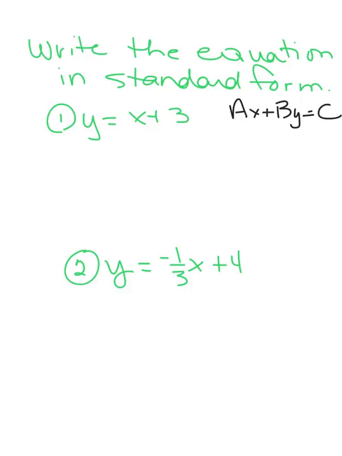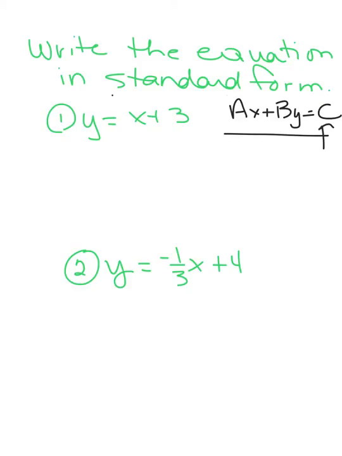Now we're ready to move on to standard form. We're going to write the equation of each line in standard form. Standard form is ax plus by is equal to c. There are a few important things there. My x and my y are on the same side of the equation, and my constant, my c value, my number by itself, is on the other side. My a value is always going to be positive, and I'm not going to have any fractions or decimals in standard form. So let's look at number 1.